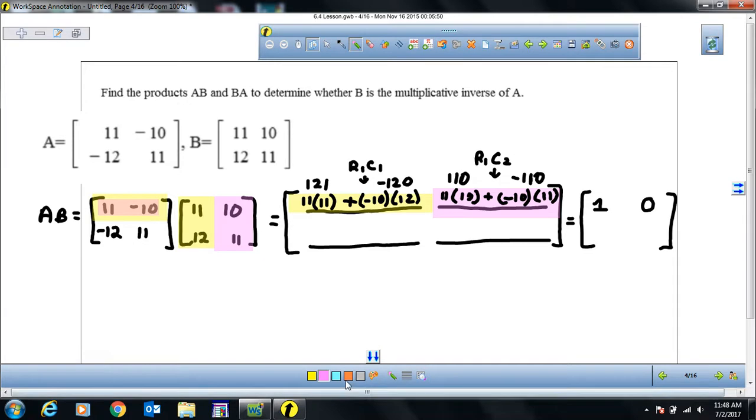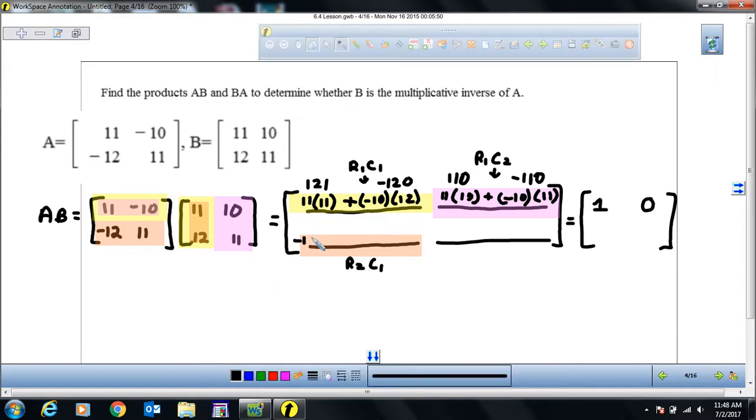Now we're going to talk about the bottom ones. To find the value of the bottom left entry, remember that this one is in the second row, first column. So we need to multiply the second row of the first matrix, which is this one, times the first column of the second matrix, which is this one. We multiply the negative 12 times the 11, and then we multiply the 11 times the 12, and then we add the results. So this is negative 132 plus 132, and if I add them, they give me 0.